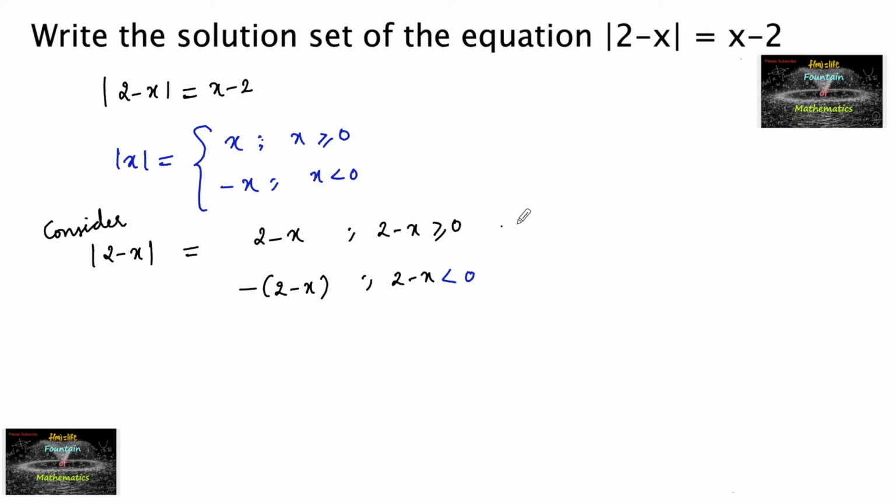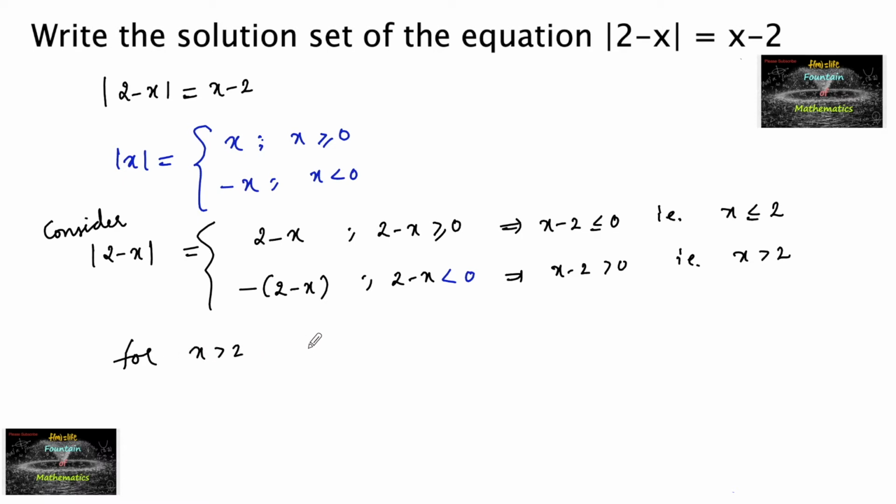Which implies here 2 minus x greater than or equal to 0 implies that x minus 2 is less than or equal to 0, that is x is less than or equal to 2, and 2 minus x less than 0 implies that x minus 2 must be greater than 0, that is x is greater than 2. So we can say clearly that for x greater than 2, mod of 2 minus x is equal to minus of 2 minus x, which is equal to x minus 2. Which is given in our question, mod of 2 minus x is equal to x minus 2.